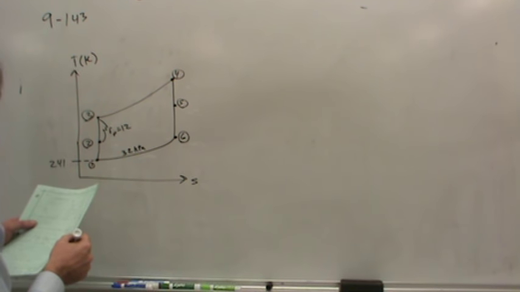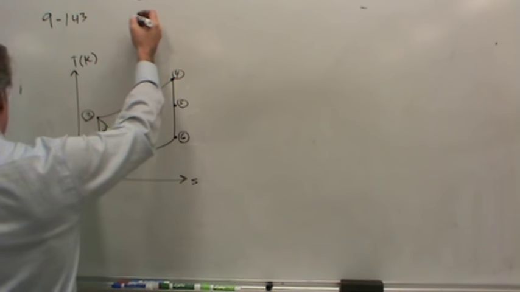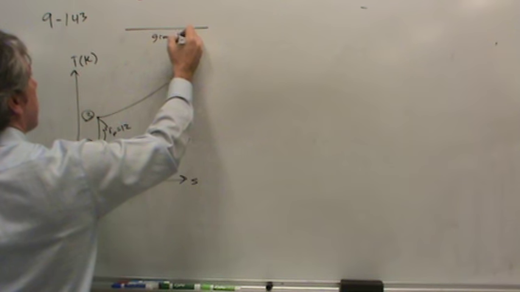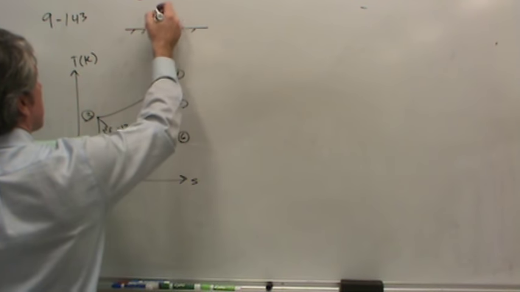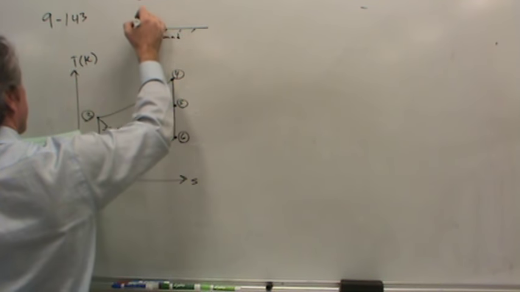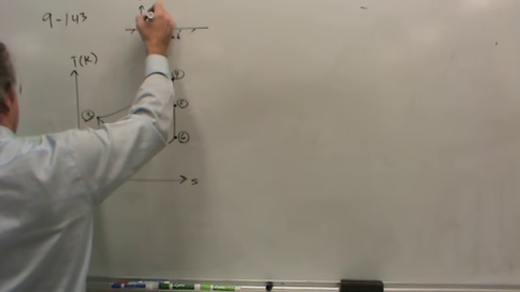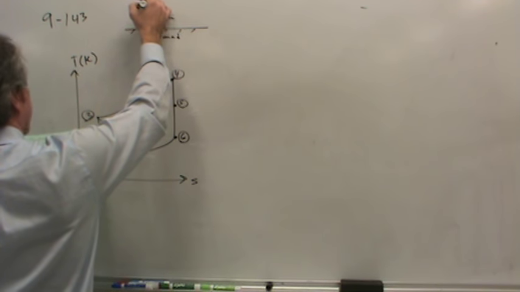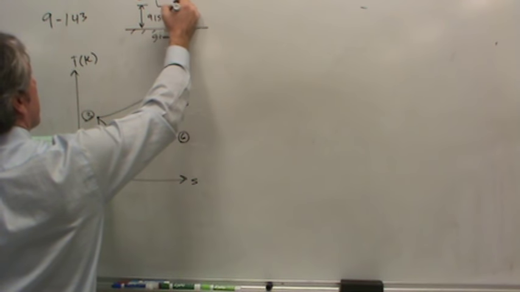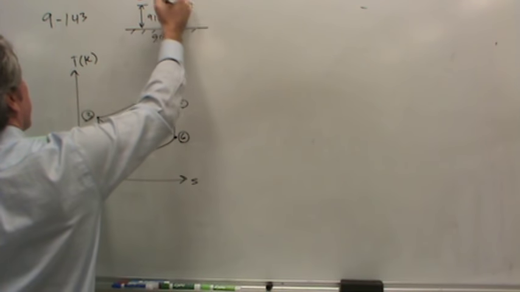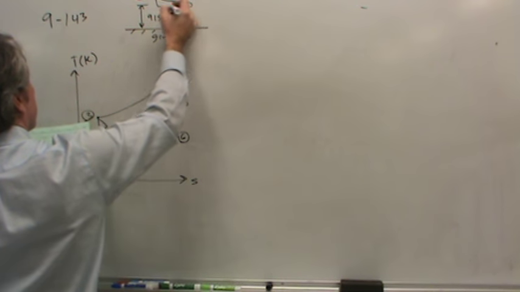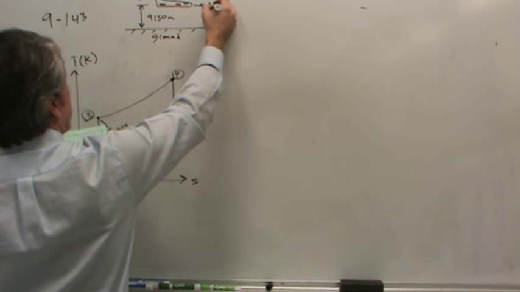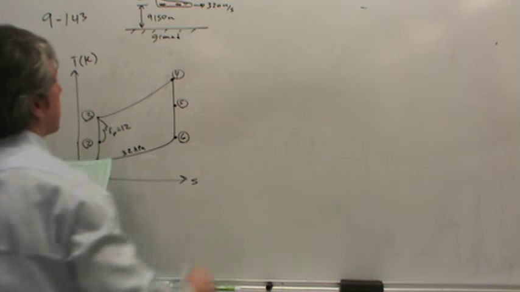Now let me sketch the aircraft as well before I continue with the cycle. I'm out of space here, so I've got to squish it down. So there's 9,150 meters, which is the cruising altitude for this aircraft. There's my best aircraft. It's moving along at 320 meters per second.